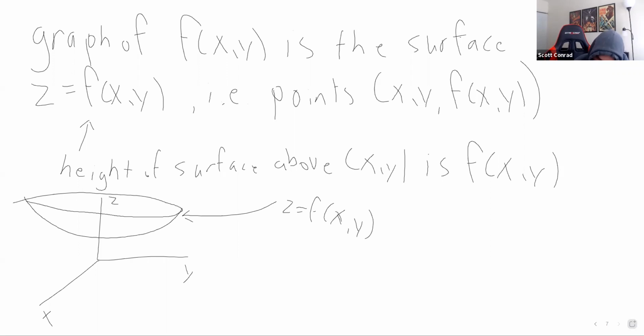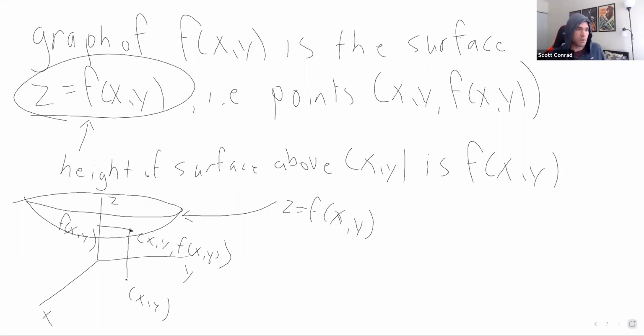So suppose I pick a point x, y in the domain. If I look directly above it at the surface, the height above that point is going to be given by the value of the function at that point, x, y. So this is the point x, y, and then z is f of x, y. But yeah, so the graph of a function f of x, y is a surface, z equals f of x, y is what you want to be thinking.